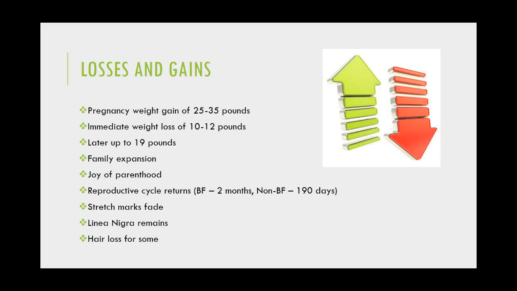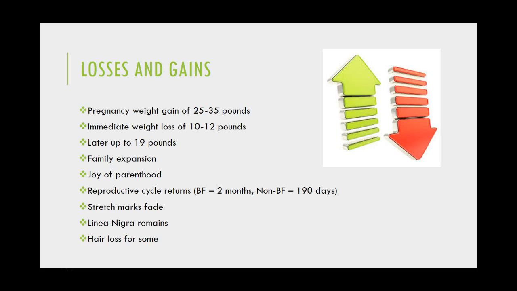What are our losses and gains? So, pregnancy weight gain of 25 to 35 pounds is usually common, sometimes more than that, sometimes less, depending on your patient. And then after delivery, we've got an immediate weight loss of 10 to 12 pounds, and then later on in the postpartum period, up to possibly 19 pounds. The family has expanded, so we've got some gains there. We've got a new member of the family, and now everybody's got to figure out how to adapt to this new person. We've got the gain of the joy of parenthood, or possibly not if this was an unwanted pregnancy, so something to consider there.